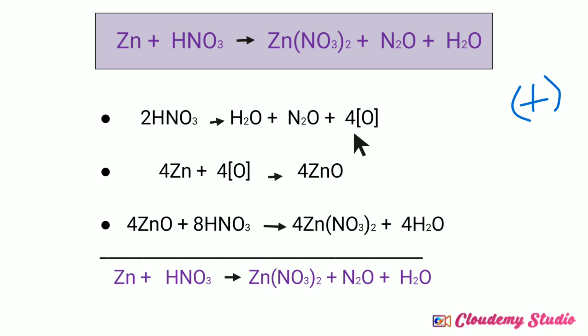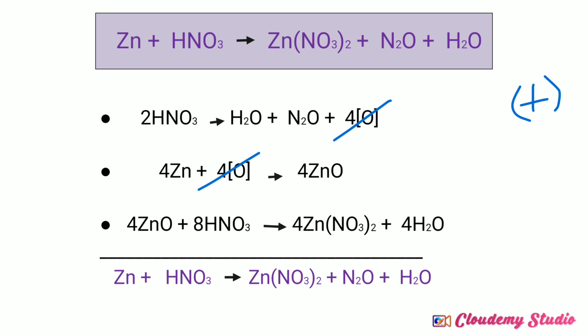In the first equation, 4 moles of nascent oxygen are on the right hand side, but in the second equation, the same substance, 4 moles of nascent oxygen, is there on the left hand side. Here it is on the right hand side. So we can cancel this 4 moles of nascent oxygen.